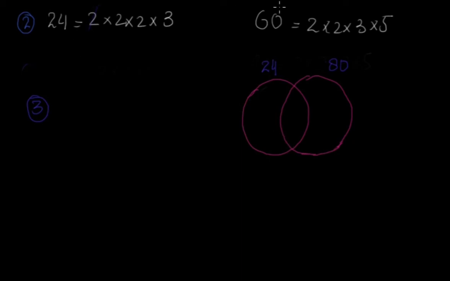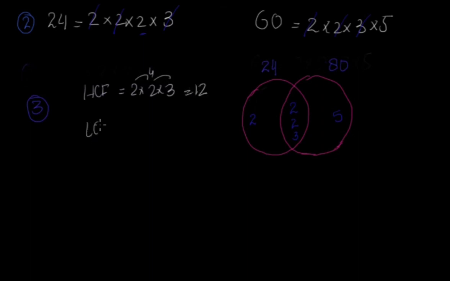So 2 is in both lists, so we write 2 in this area, and the second 2 is also in both lists, so we write 2 again. And 3 is also in both lists, so we also write 3. The remaining number for the left side is 2 and for the right side is 5. When you come to this stage, it is straightforward: we find the HCF by multiplying these numbers, that is 2 times 2 times 3. So 2 times 2 is 4 and 4 times 3 is 12.